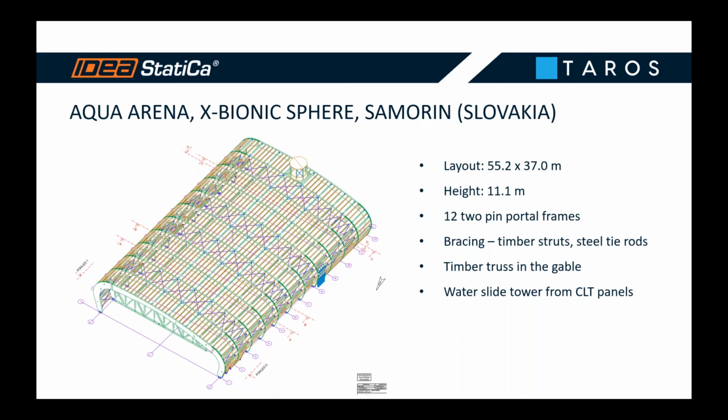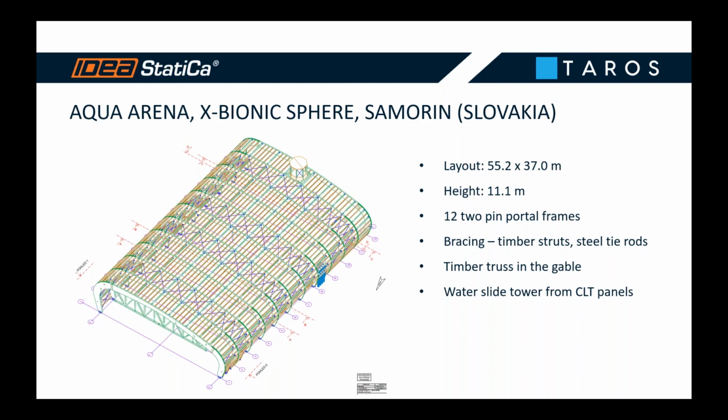The structure is made of glulam frames. The layout of the swimming pool hall is approximately 55 by 37 meters, and the height of the main timber structure is 11.1 meters. The structure consists of 12 two-pin portal frames, as I said, made of glued laminated timber. The bracing is provided by timber struts and steel rods.